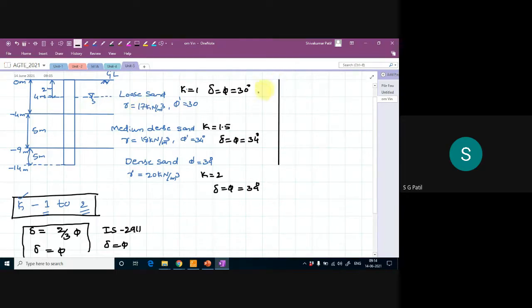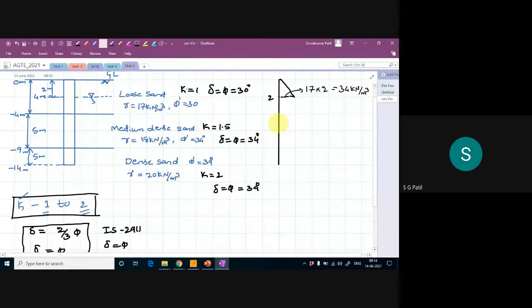So for the first 2 meters, what is the overburden pressure? At 2 meter depth, this is nothing but 17 into 2. How much? 34 kilonewton per meter cube.